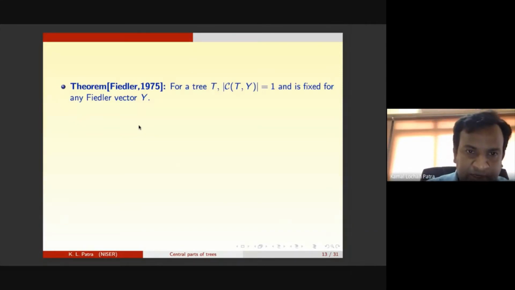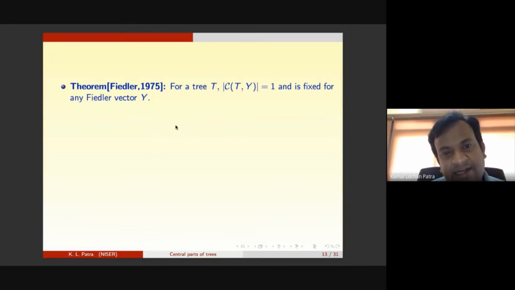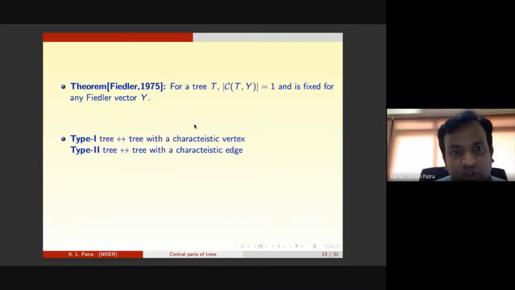When Fiedler started all this, he had not defined characteristic edges. He defined characteristic vertex, or characteristic vertices which are adjacent. The characteristic edge idea was first defined by Professor Bapat and Pati in 1998 in one of their papers, where they studied the cardinality of the characteristic set in an arbitrary graph.